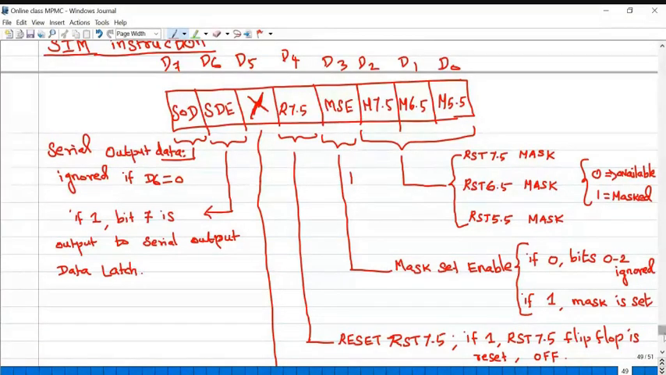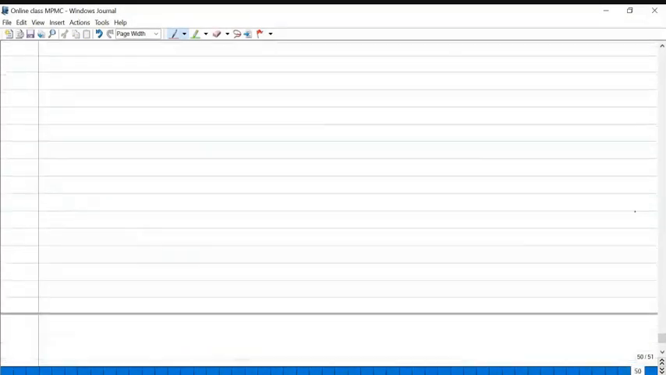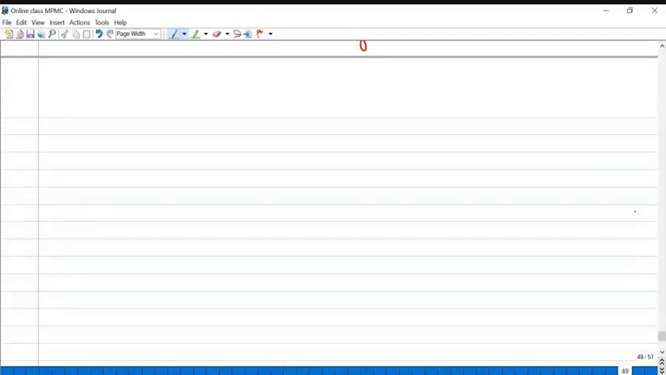With some examples, you can understand clearly. Suppose in the examination they ask you to write an assembly language program to enable all the interrupts.